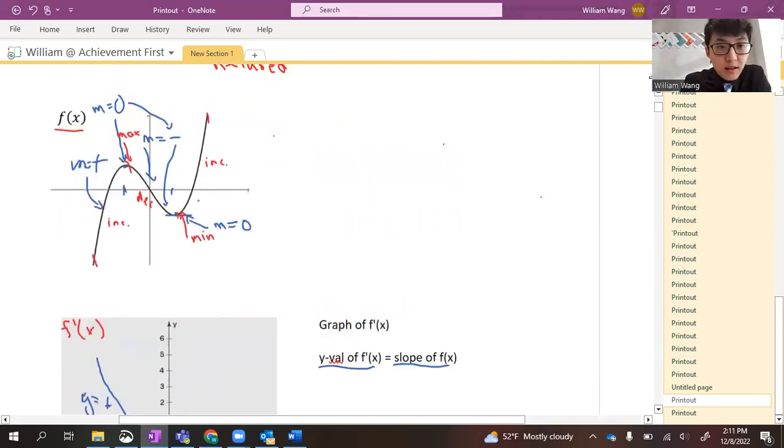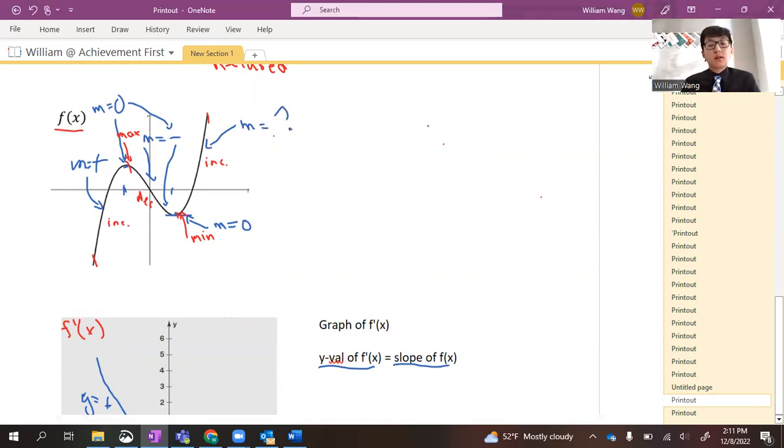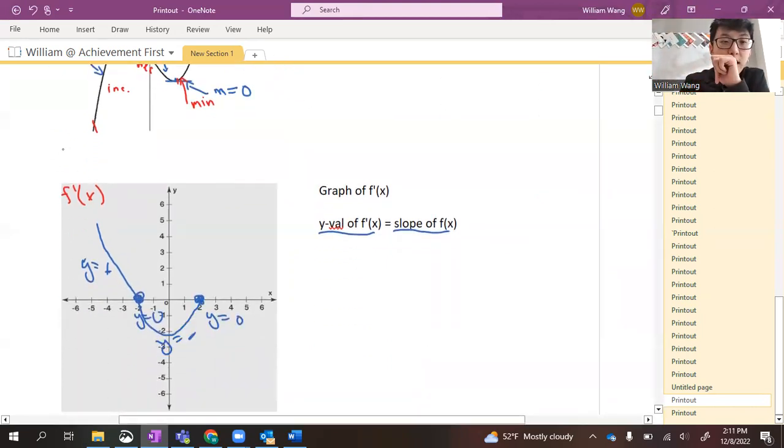All right, finally, this last section here. You think about this for a moment. This last section, what is my slope? What is your slope, and how would you reflect that on a graph of your derivative?